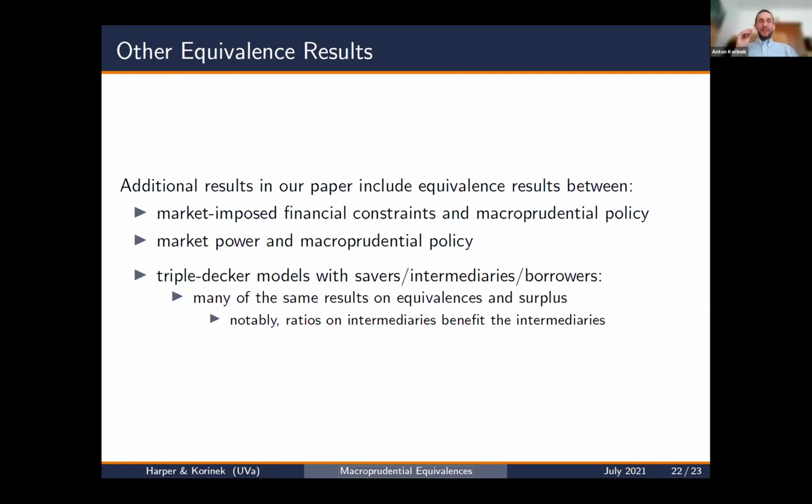Macroprudential policy is also equivalent to actually financial constraints imposed by the market if they are of the right type, or by restrictions on quantities that are created by market power. So that really shows us how there is this important blend of rent generation from financial regulation. And as I mentioned, in a triple-decker model, many of the same results apply, and notably ratios on the financial intermediaries, as we observe them so much in practice, benefit the intermediaries by keeping the surplus there.